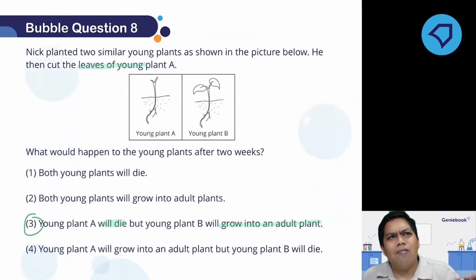Both young plants will die. No. Both young plants will grow into adult plants, also no. And then option 4 is the opposite, which is wrong.